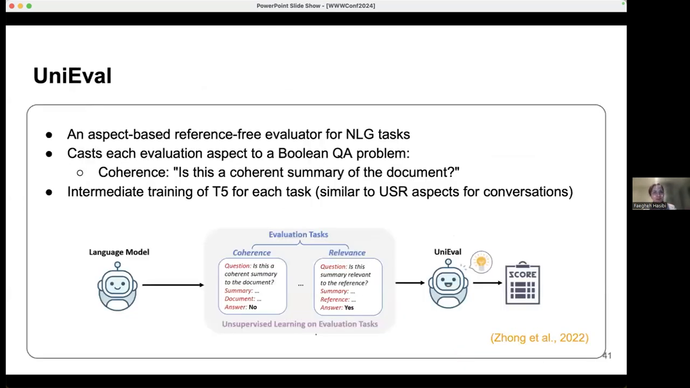Unieval follows USR, and instead it uses a T5 model, and it trains it again on some dialogue corpus with unsupervised training. And then for every aspect that USR has, it turns it into a binary question, which is a prompt to T5, and then gets the score, and combines these scores to get the overall metric. So one note about these LLM-based models is that they are biased towards LLM-generated text compared to human-generated text. This is also something to keep in mind when interpreting those results.